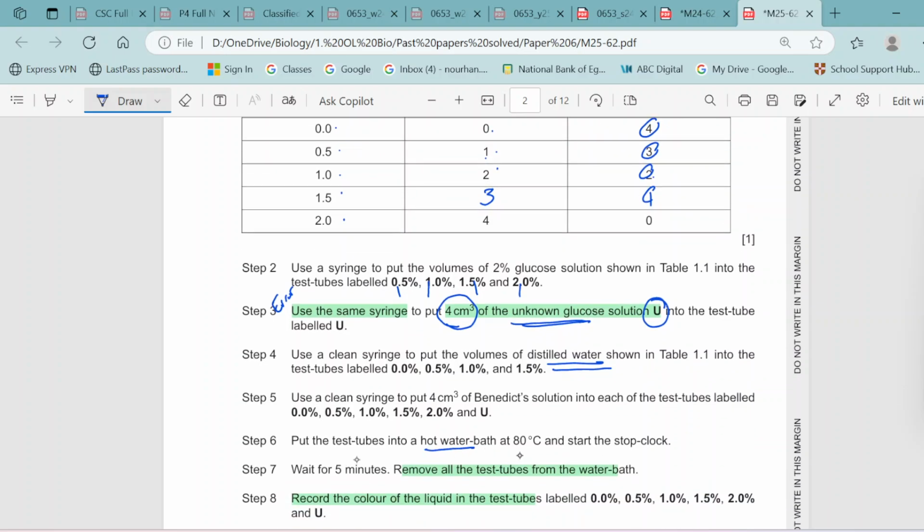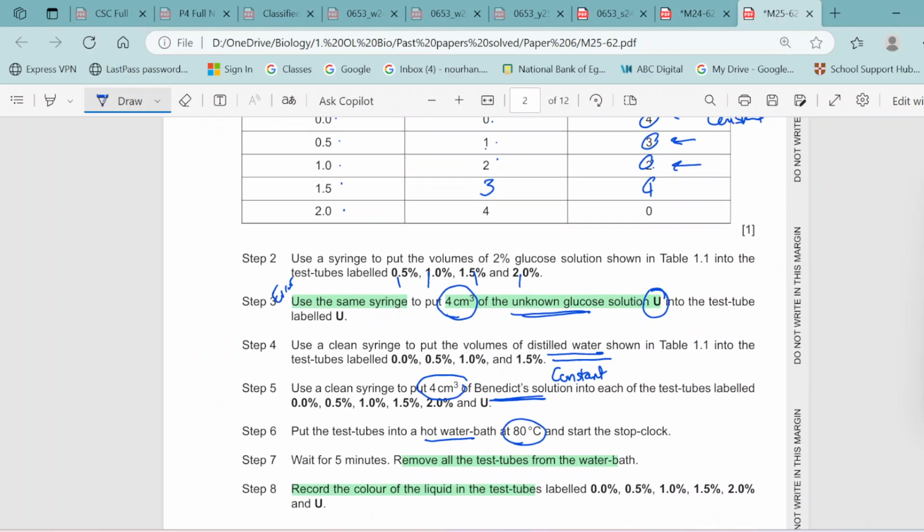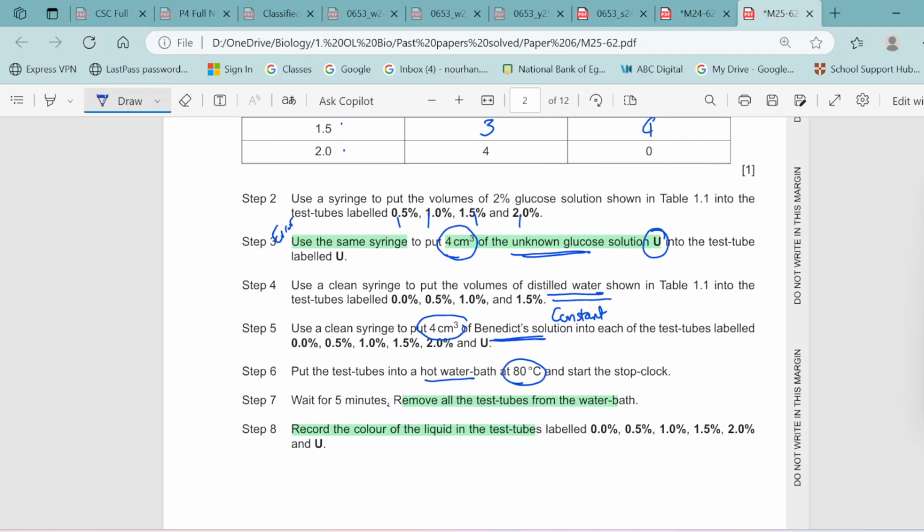Put the test tubes in hot water bath, 80 degrees. Sorry, I missed a point. Clean syringe to put 4 cubic centimeter of Benedict in all. So this is a constant variable. Also, the total volume of the solutions is constant. Put it in a hot water bath, 80 degrees, start the stop clock. This is the water bath for the Benedict. Wait for 5 minutes, remove them all, record the color of the liquid. This is a source of error. It is difficult to judge color by eyes.